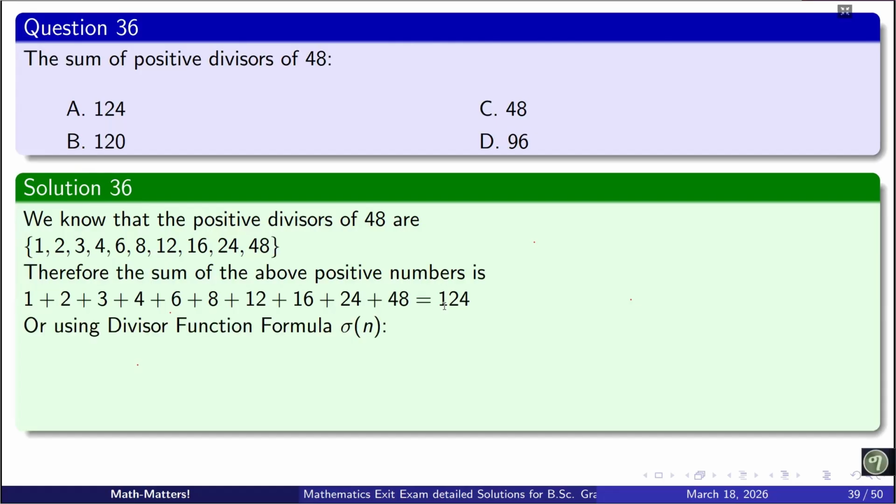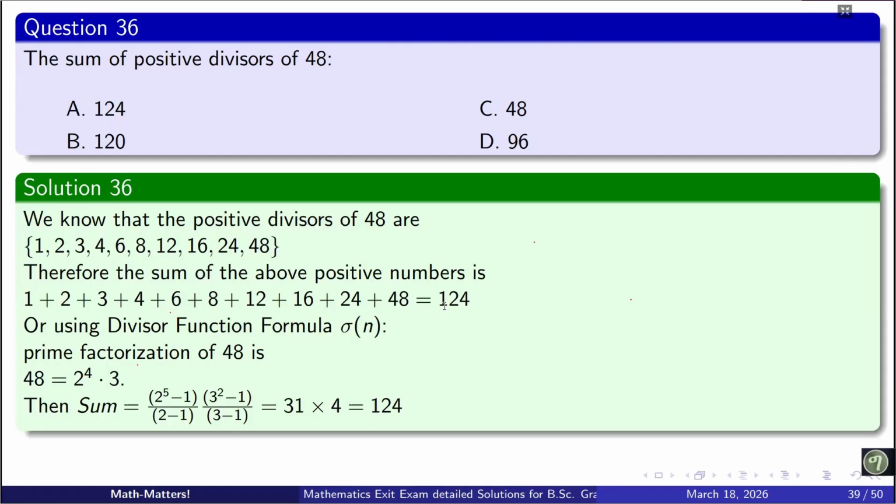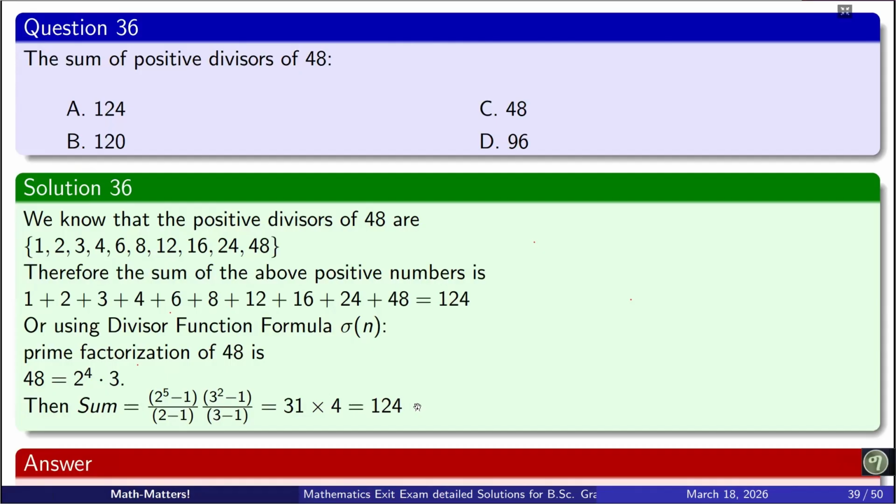Or using the divisor function formula, sigma of n, the prime factorization of 48 is 2 to the power of 4 times 3. So the sum would be 2 to the power of 4 plus 1, minus 1, that is 2 to the power of 5 minus 1, over 2 minus 1, times 3 squared minus 1 over 3 minus 1, because the exponent of the second prime factor of 48, which is 3, is 1. That is 31 times 4, which is equal to 124. In both cases, the answer is the same, which is 124. So the answer is A, which is 124.